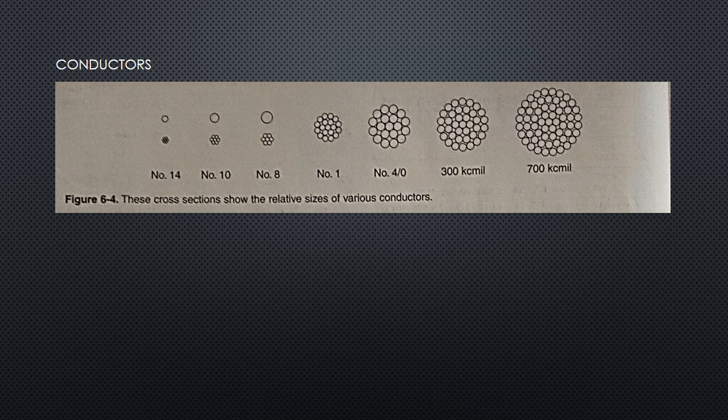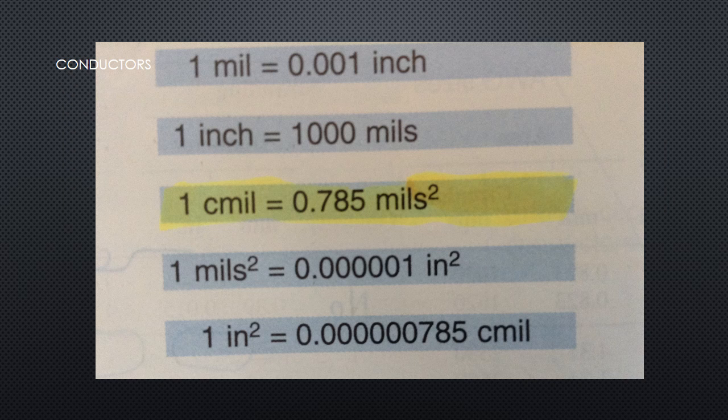211,600 circular mils, or c mils, is the same again as the 4/0 AWG conductor. The relation between the inches and mils can be easily calculated. You can see that on the screen, where 1 mil equals 0.001 inch. 1 inch equals 1000 mils.